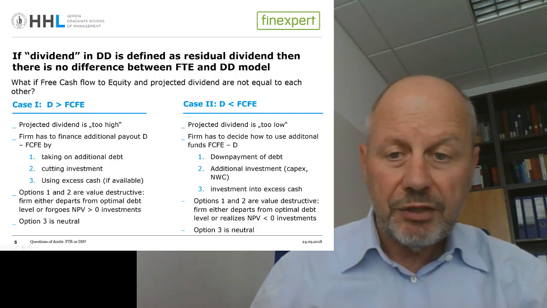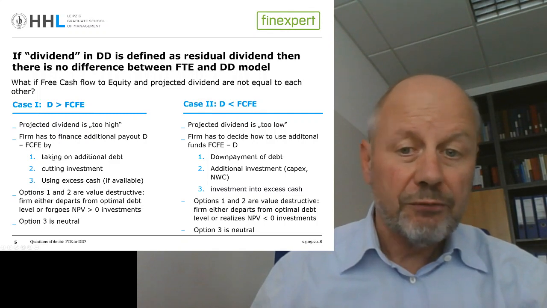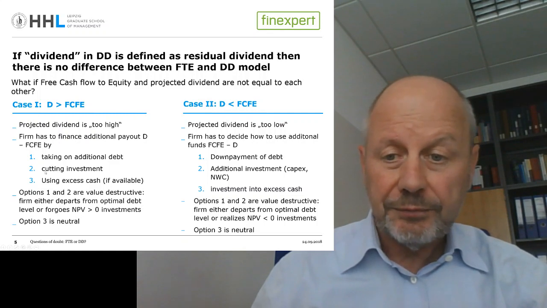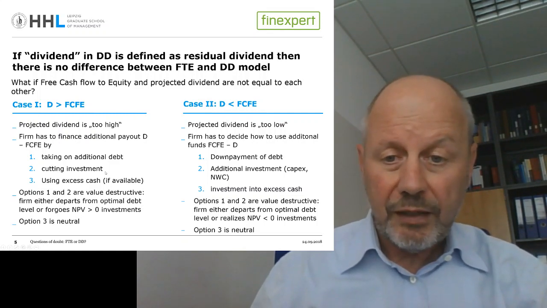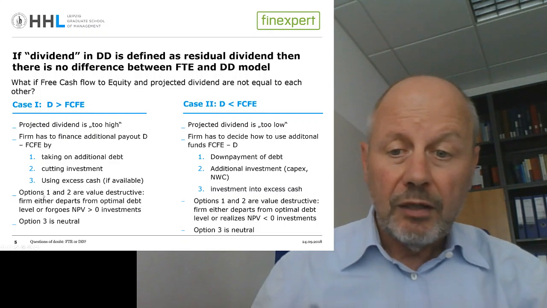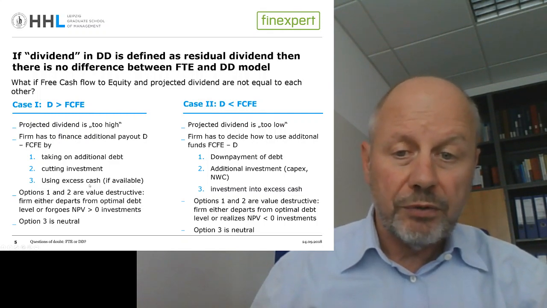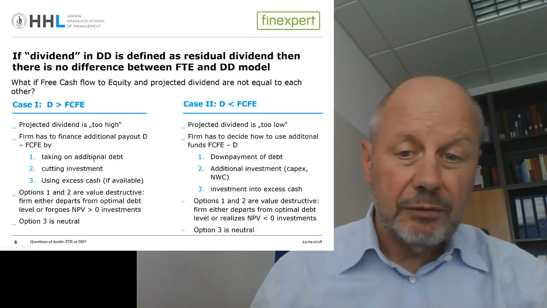You can do so by either taking on additional debt, so financing your dividend by a credit. You can cut down investment, and by doing so, of course, get some funds. And you can use excess cash if the firm has excess cash on its own balance sheet. Clearly, options 1 and 2 are suboptimal and destroy corporate value because they depart from the optimal debt level, or they depart from the optimal investment scale.